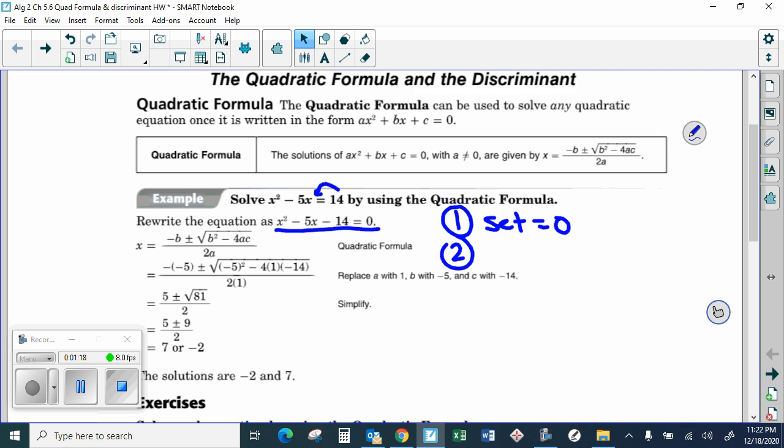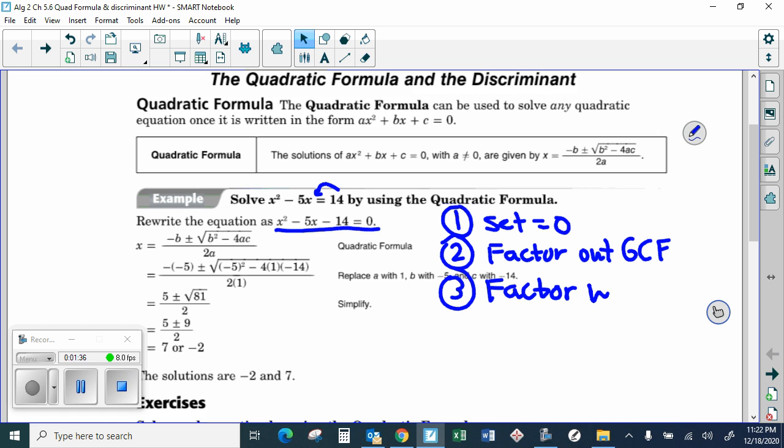Step 2, factor out the GCF, greatest common factor. Step 3, factor what's left if possible. That's if you're doing it by factoring. We're not going to do that. We're going to use a quadratic formula. I'm just reviewing this because you need to have it memorized.